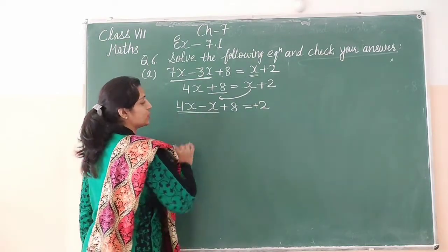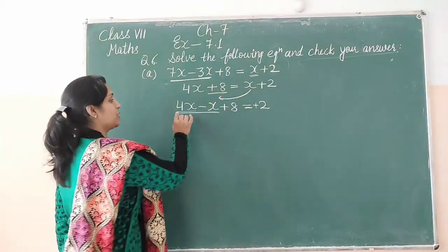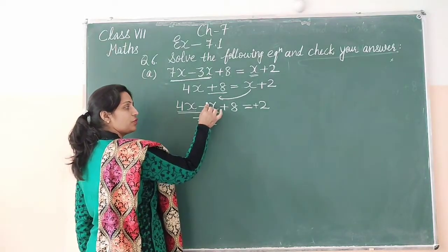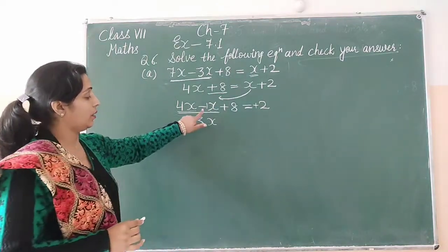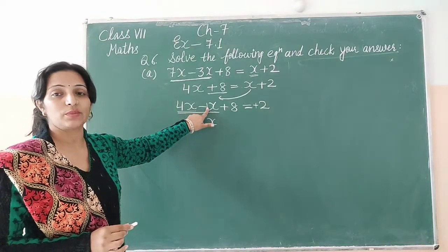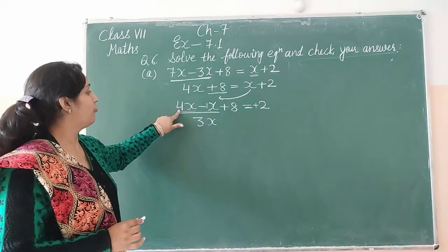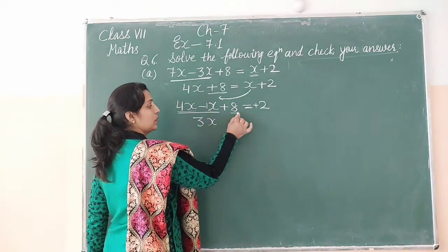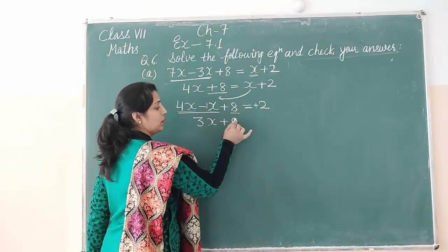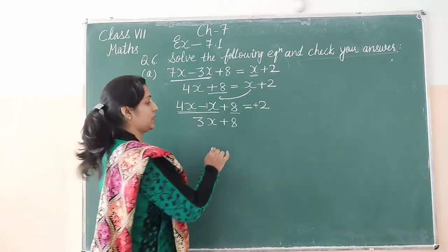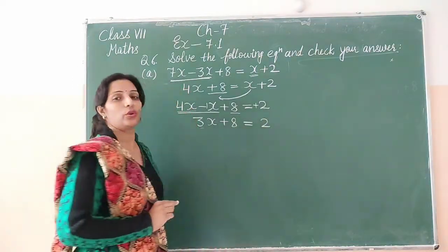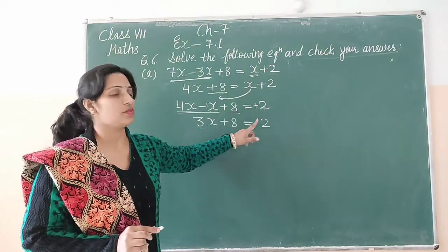Now again you can see like terms 4x minus x, 3x, because x is having coefficient here 1 and with negative sign it has become minus 1. 4 minus 1 that is 3. So 3x and constant is 8 plus 8 equal to what is here? 2. It's our choice, plus we write or don't write.